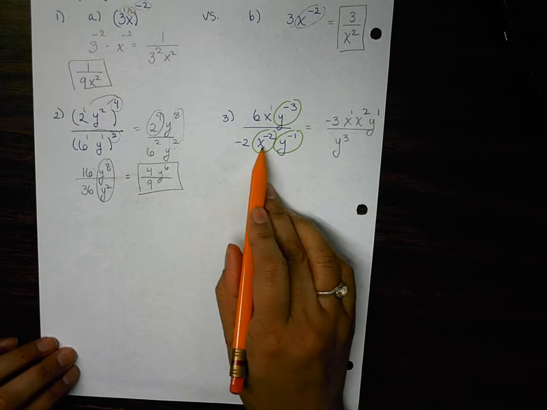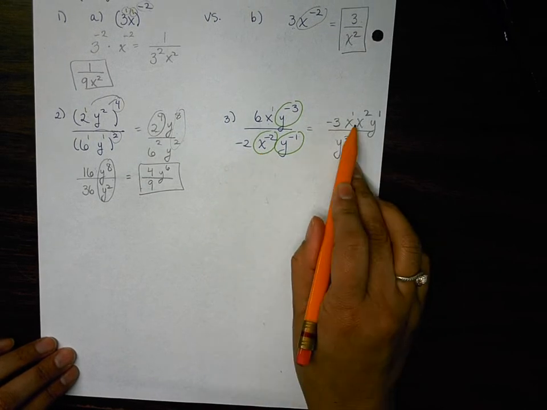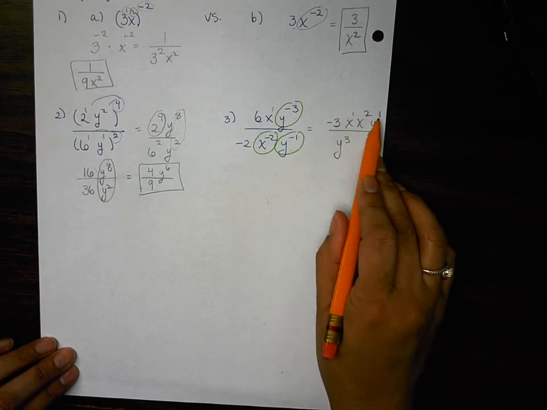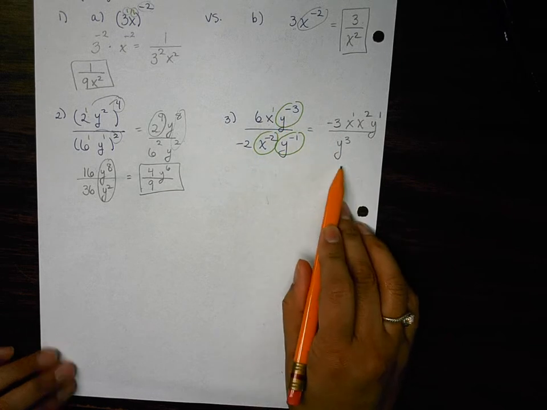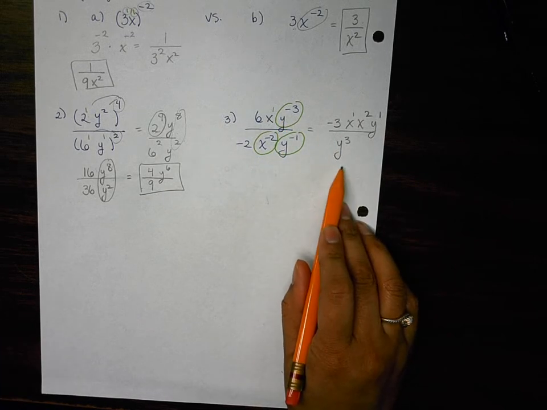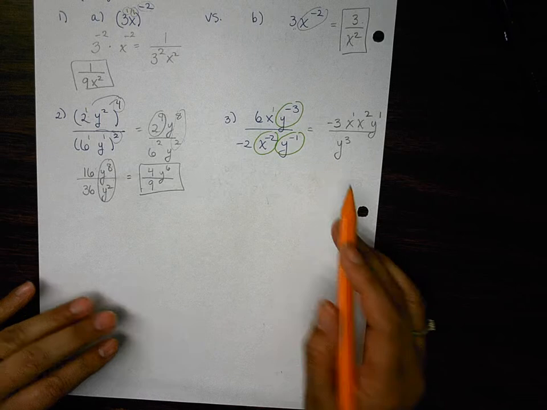This x stayed put. I'll put a little 1 there. X to the 1 stayed put. X to the negative 2 was at the bottom. It joined the top. Y to the negative 1 joined the top. And y to the negative 3 joined the bottom, all becoming positive.